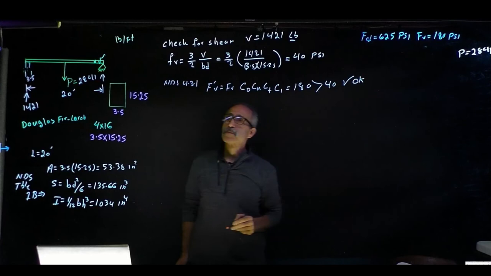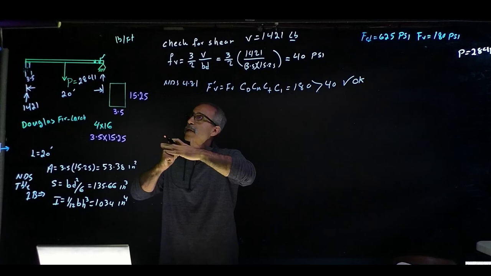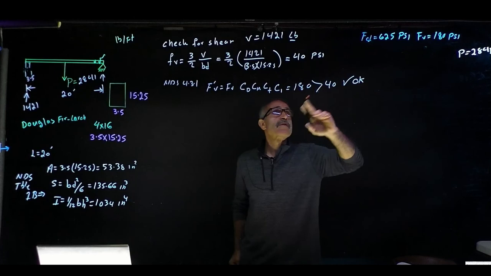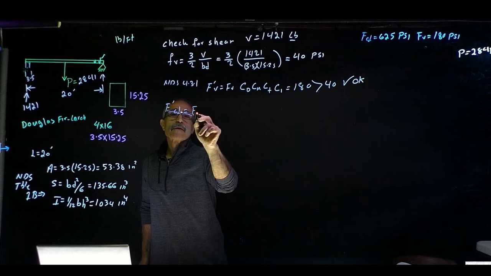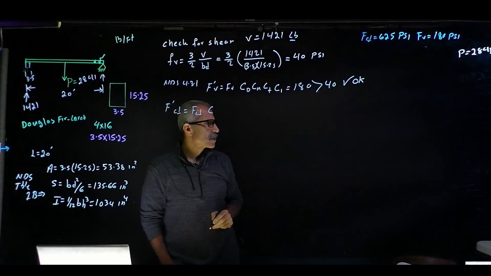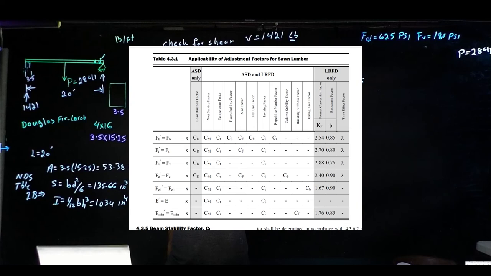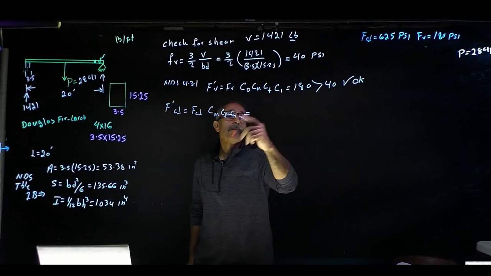And next we're gonna check for the compression, see if that support system is enough. And that number we wanted was compression perpendicular to grain, which came out to 625. So F prime, compression to the grain, came out to be F compression times CM, CT, CI. And again, that's from 4.3.1. And that still comes out to multiply by a bunch of 1s, so it comes out to 625 pound per square inch.